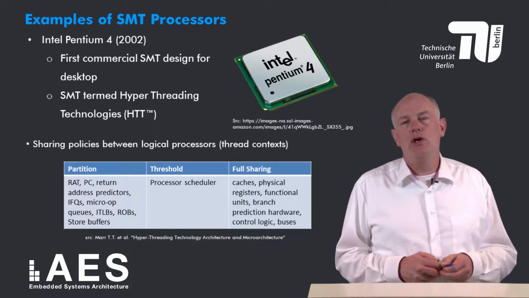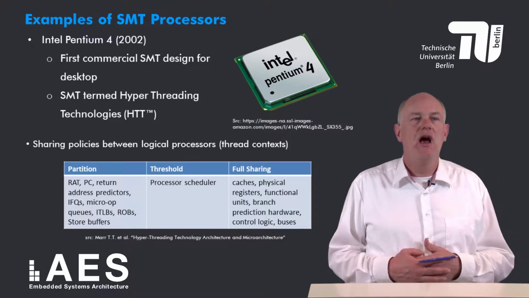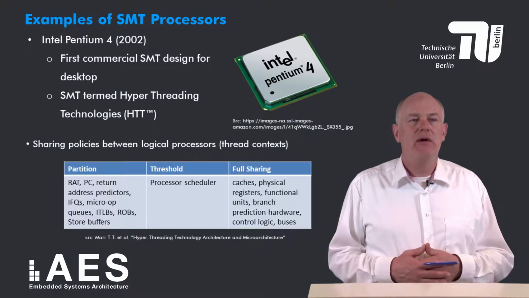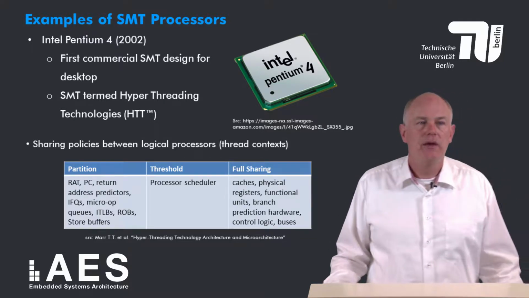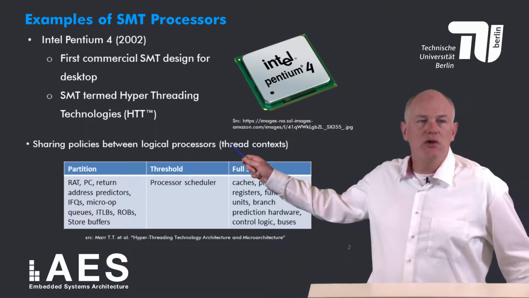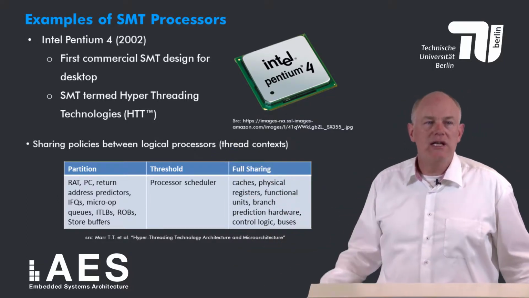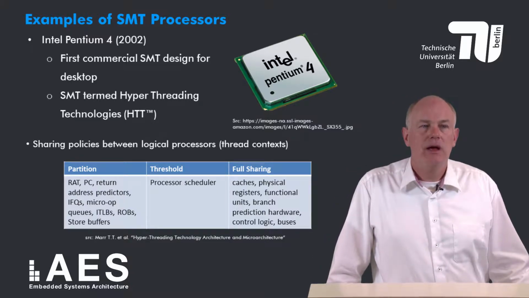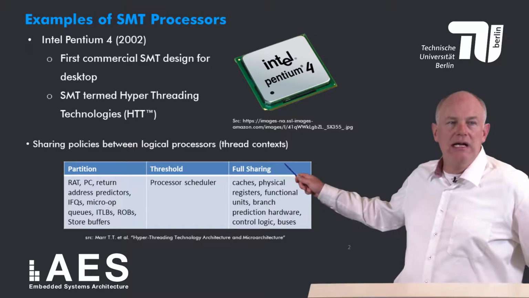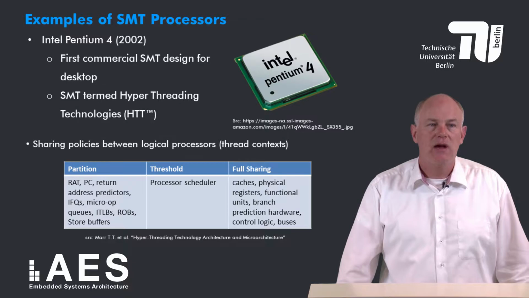The first commercial processor that implemented simultaneous multi-threading was the Intel Pentium 4, which entered the market in 2002. It was the first commercial SMT design, and Intel called simultaneous multi-threading hyper-threading technology. And this table summarizes the sharing possibilities between different thread contexts.